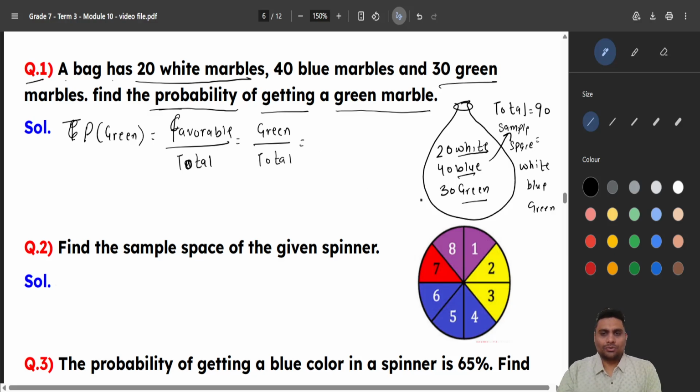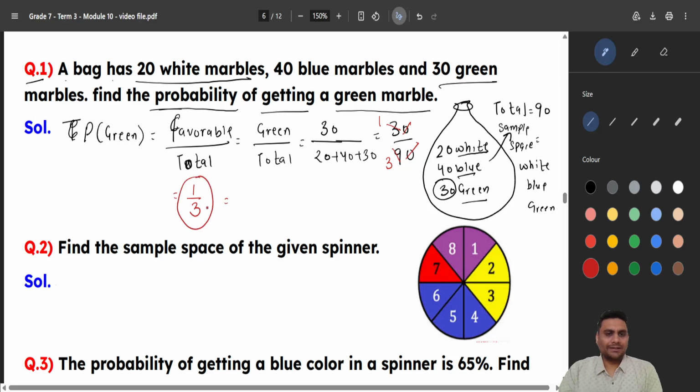How many green marbles do I have? 30. And total how many do I have? 20 plus 40 plus 30. This is my total, correct? So it will be 30 over 90. You see zeros in the end. I told you, up and down, class, you can cut it. Now I can divide the 3 and 9 with 3. 3 times 1, 3. 3 times 3, 9. So the probability is 1 over 3.